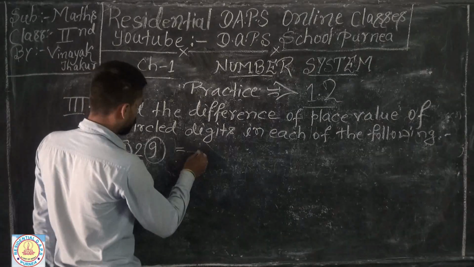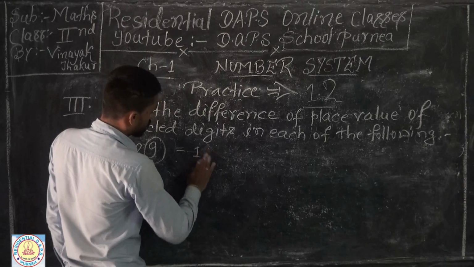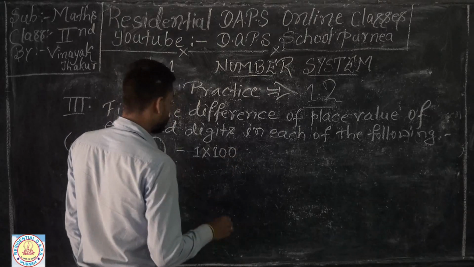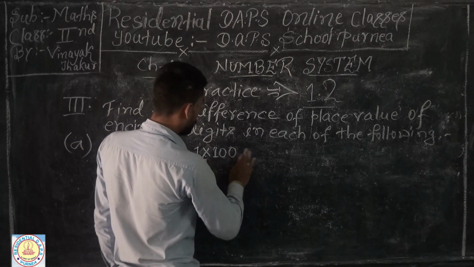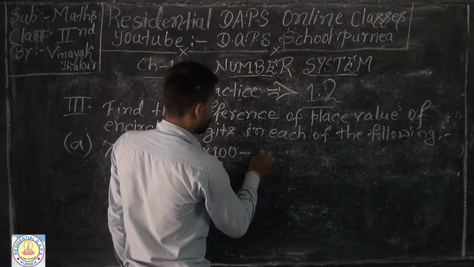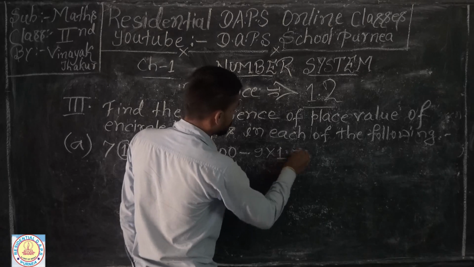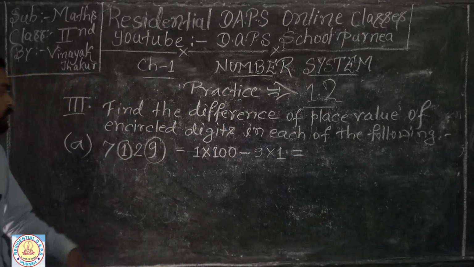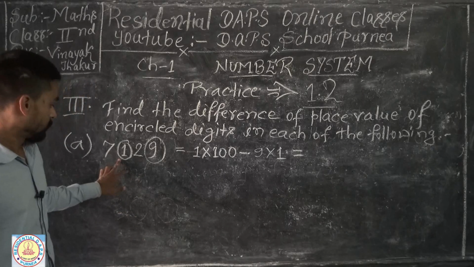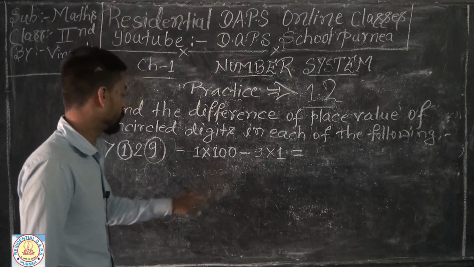So you can write here 1 into 100 minus 9 into 1. Now you can get your answer, because I'm writing here in very short.